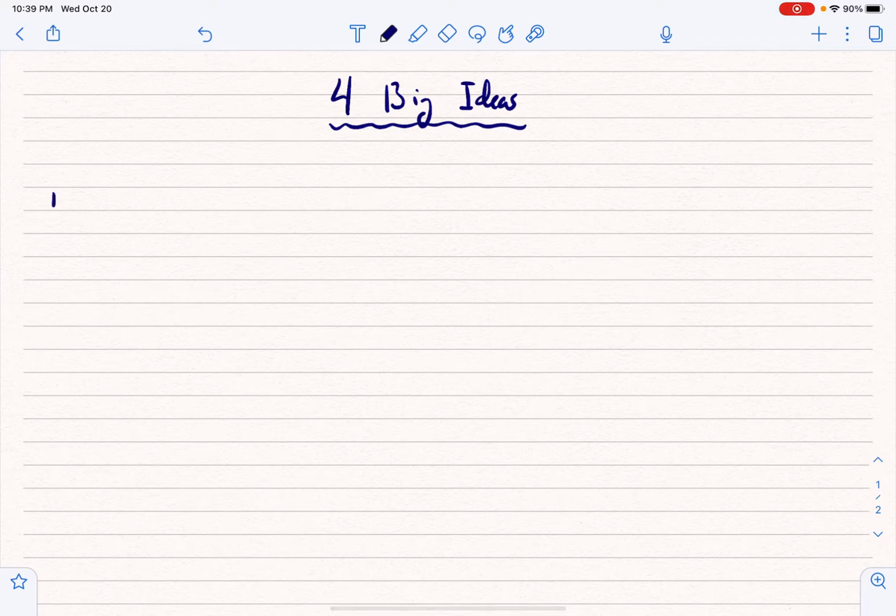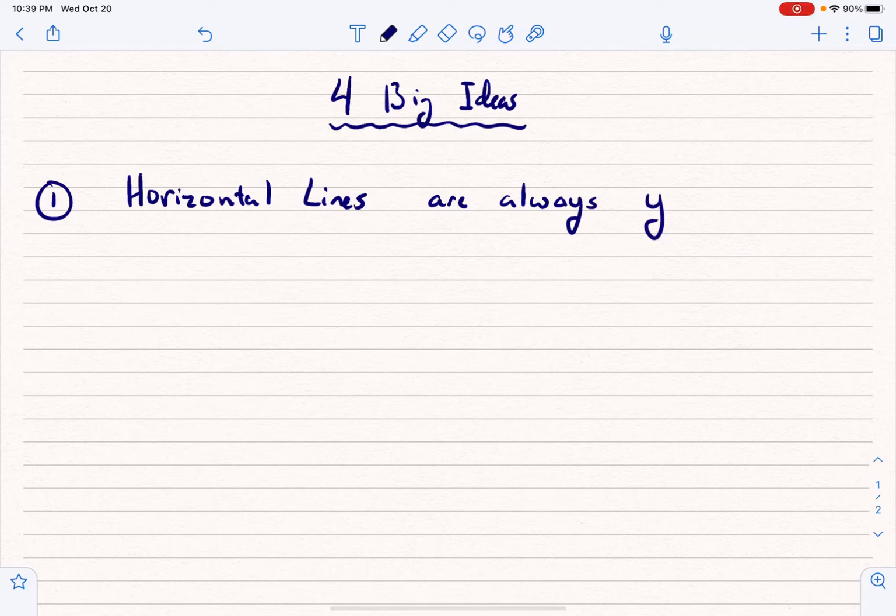The first of the big ideas is we need to talk a little bit more about horizontal lines. Not much more, just a little bit. We should know that the equations of horizontal lines are always, what did we say before? y equals some number. The equation of a horizontal line is always y equals some number.